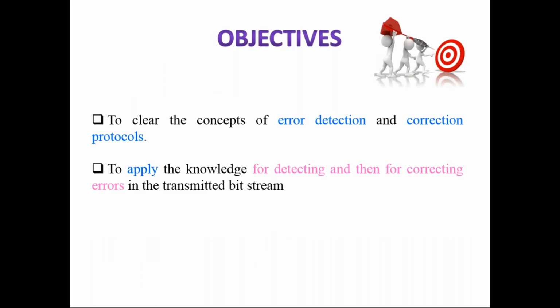What is my objective in this? My objective is that the student should clear the concepts of error detection and error correction protocols. Their idea of error detection and error correction protocols should be clarified. The second objective is that the student should be able to apply the knowledge for detecting the errors and correcting the errors in the transmitted bit stream.